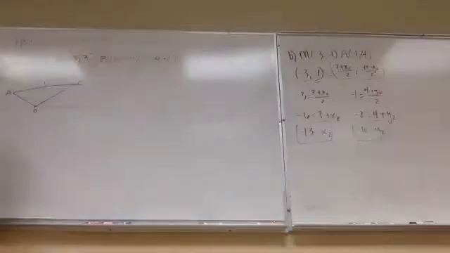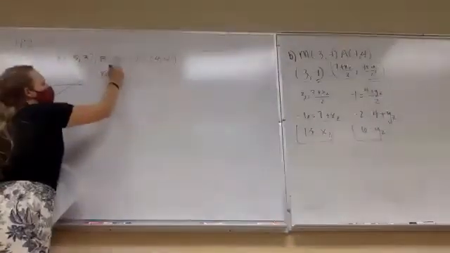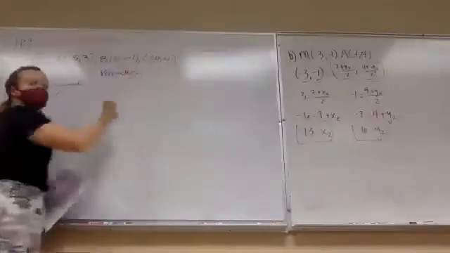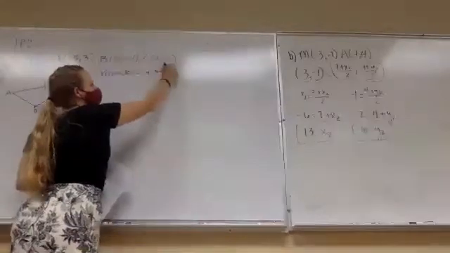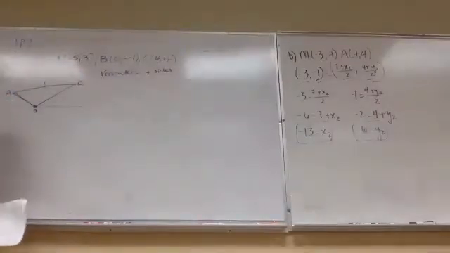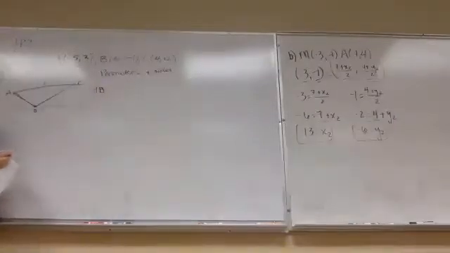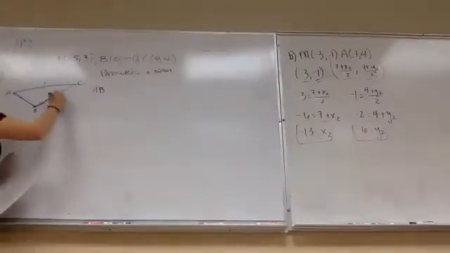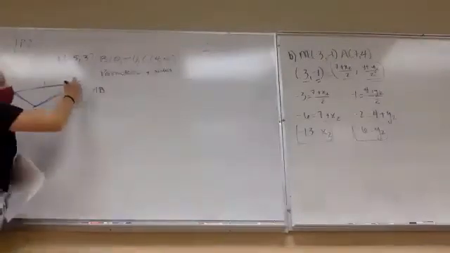All right, let's solve this. We're going to find the perimeter. What does perimeter mean? We're going to add all the sides. How can I figure out what this side length is? Distance. We're going to distance it up. So we've got to do the distance of AB. We have to do the distance of BC. And then we have to do the distance of AC.